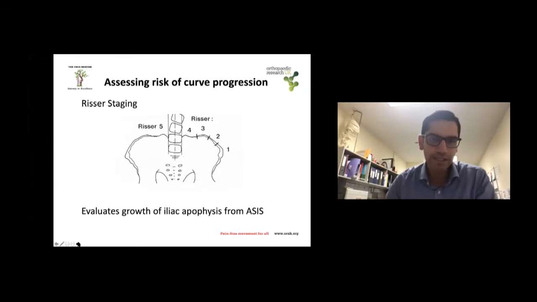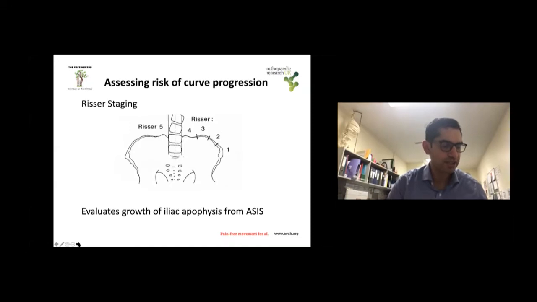The one that's more commonly used is the RISA staging method, which evaluates the progression of the iliac apophysis from the anterior superior iliac spine to the posterior iliac spine, and terminates with fusion with the ilium as well. It has 6 grades from 0 to 5, with 0 and 1 at the early stages where there's lots of growth, and growth tapers off at 4 and completes at 5 when the iliac apophysis completely fuses with the spine.